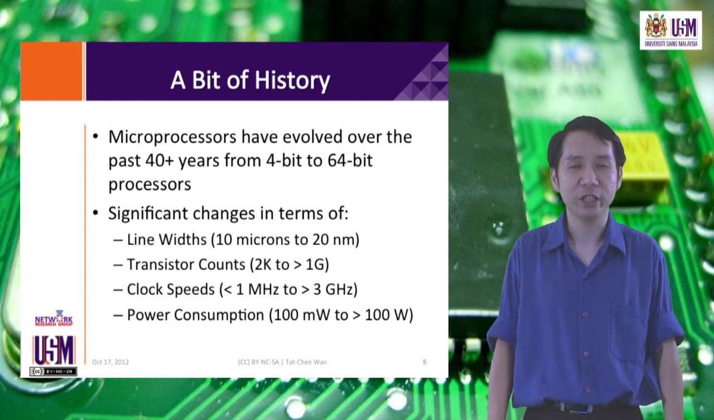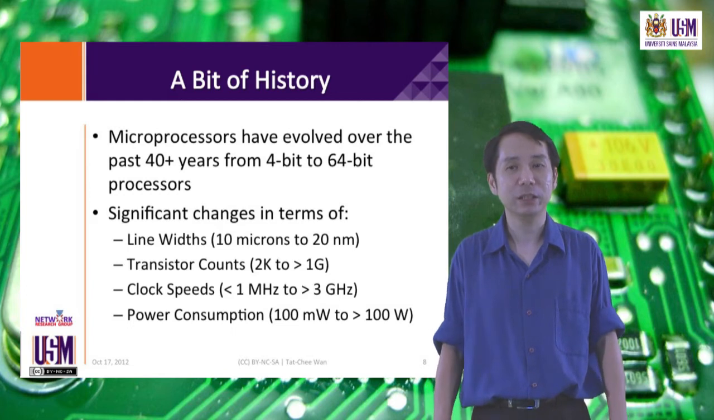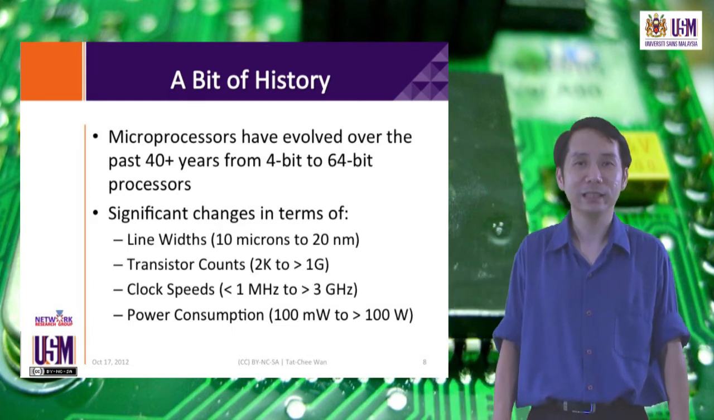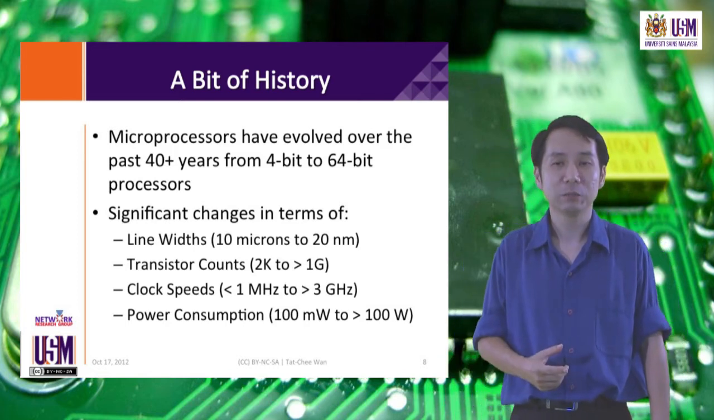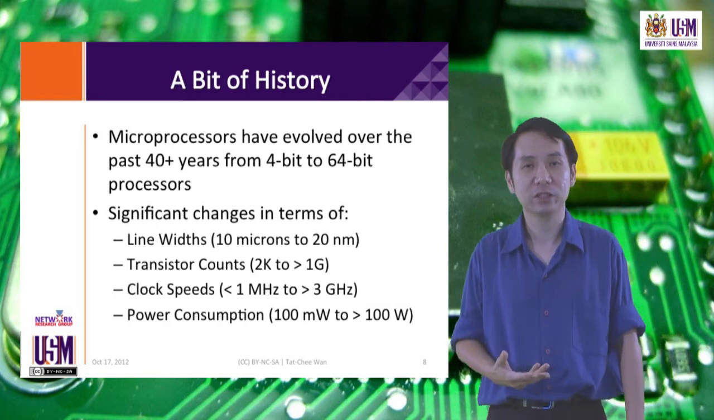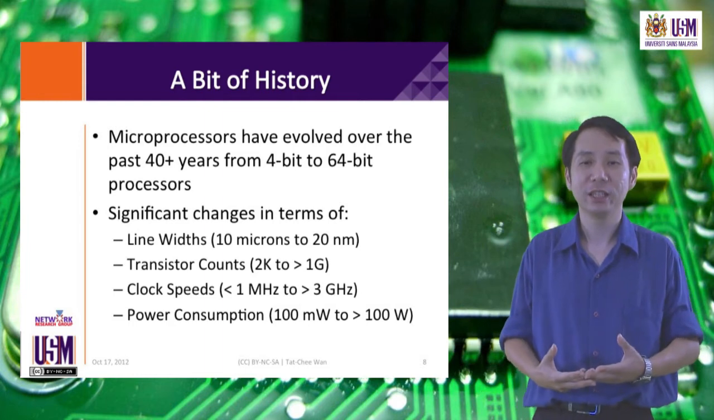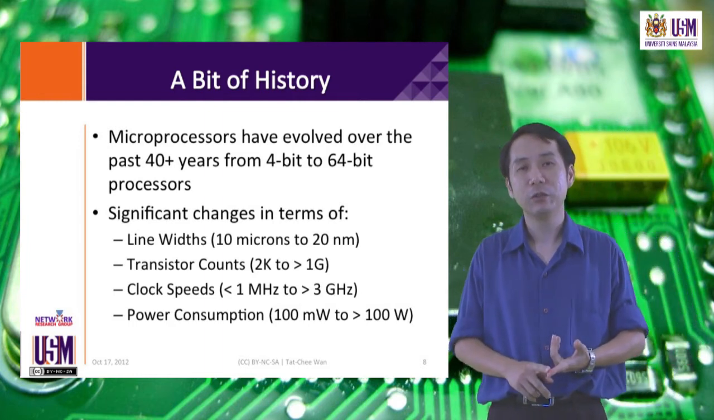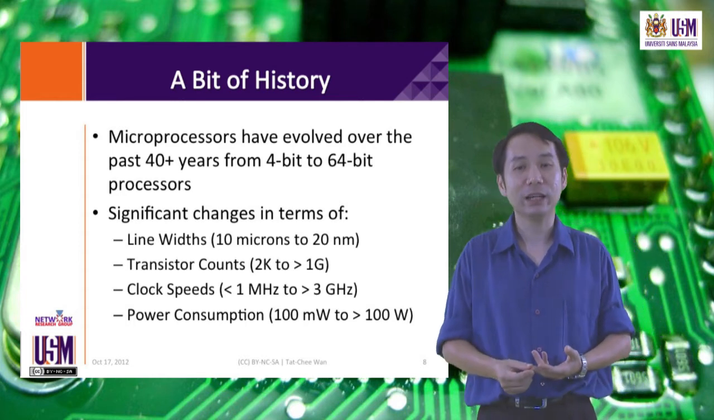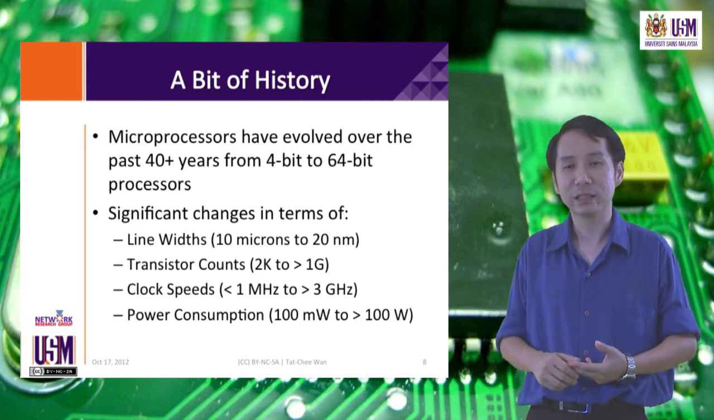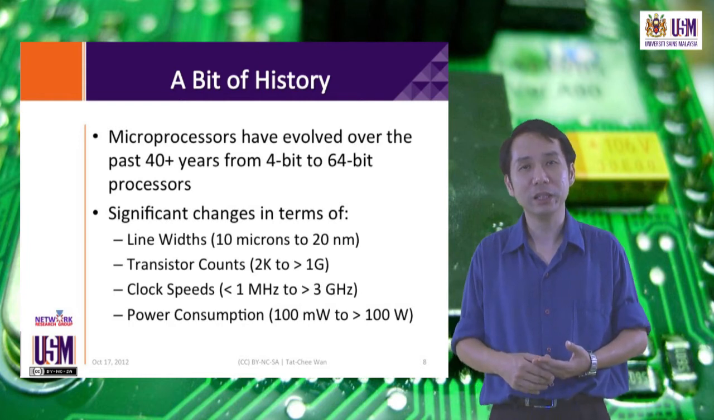Before we start on this journey, I would like to start by introducing you to a bit of history. Microprocessors have been around since the 1970s, and they have evolved over the past 40 over years from being 4-bit processors to the 64-bit processors that we find and use commonly today. Now, this has caused a significant change in terms of line width, which shrunk from 10 microns down to 20 nanometers. Transistor counts increased from 2000 transistors in a microprocessor in the 70s to more than 1 billion today.